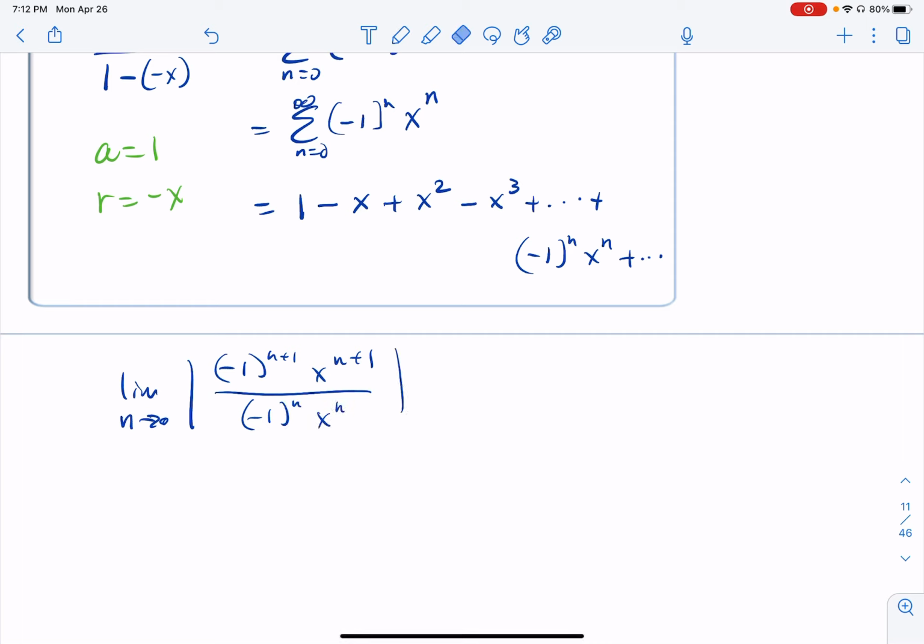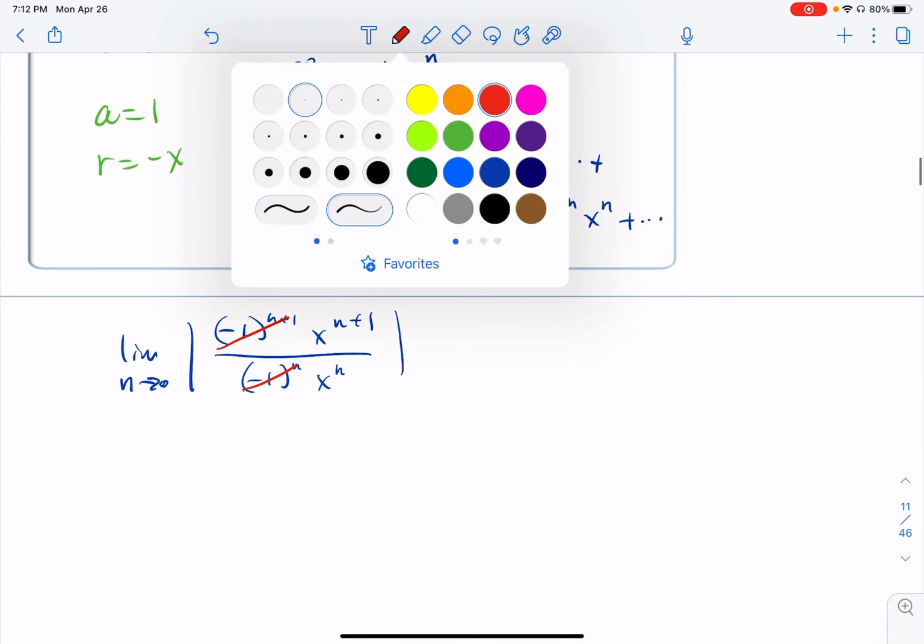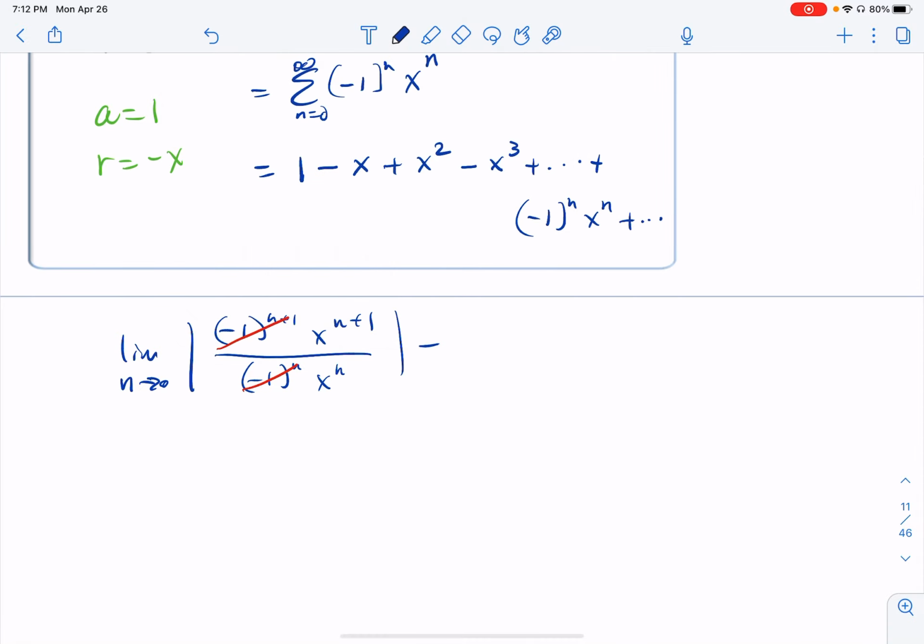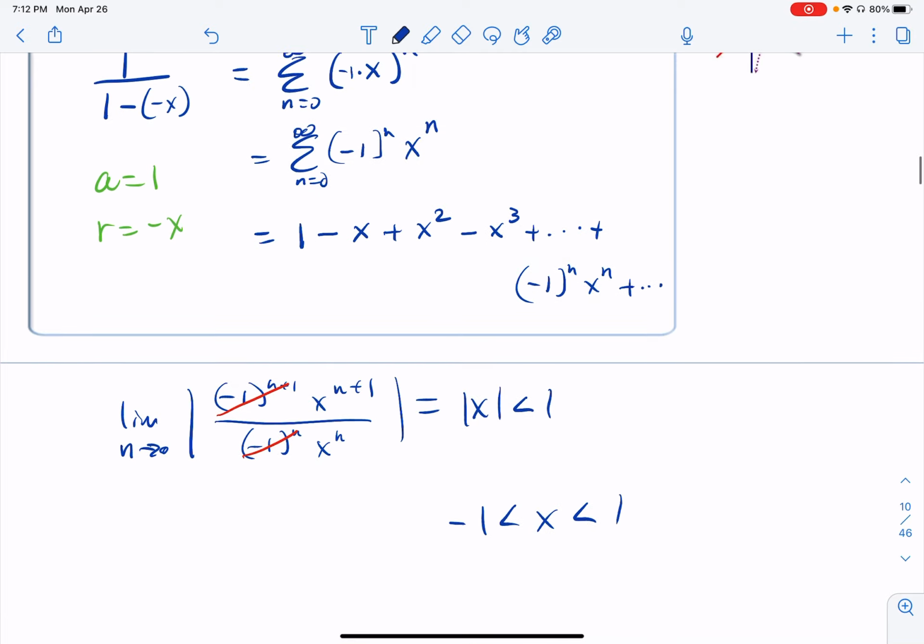Hey, since this is absolute value, the negative 1 to the n plus 1 stuff is just going to be either a positive or negative 1. It's going to go away. Subtract our two exponents, and we get just x to the first power. And we need an absolute value around it because who knows what we get to stick in there. And then by the ratio test, that must be less than 1. And we get negative 1 is less than x, which is less than positive 1. Huh.